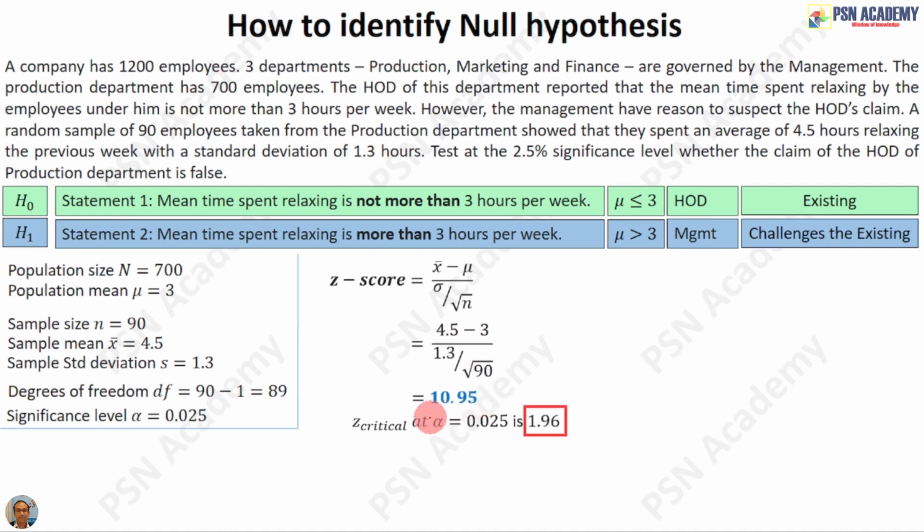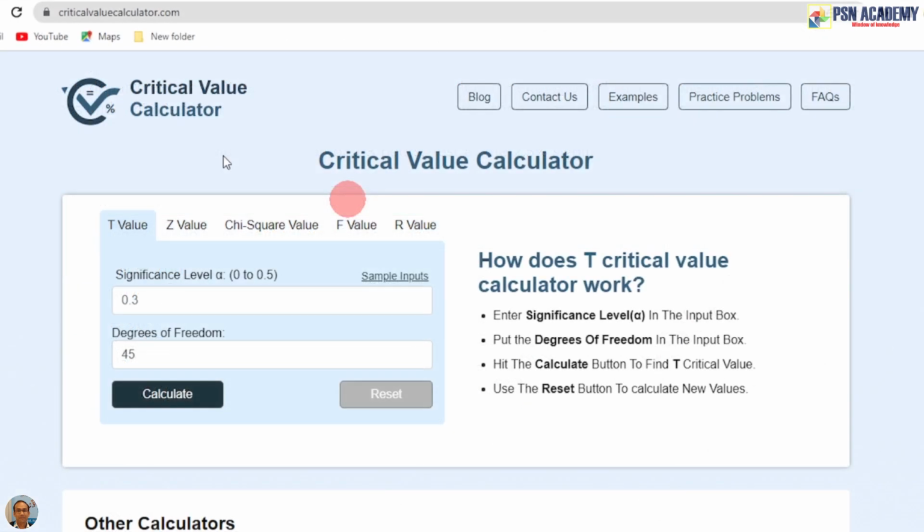Now we get the z critical, that is the critical value of z at alpha equal to 0.025, and it appears to be 1.96. Now I will show you how to get this figure easily without considering the table. I will take you to a good website I found. I found it suddenly through the Google search engine, criticalvaluecalculator.com, and it is very handy.